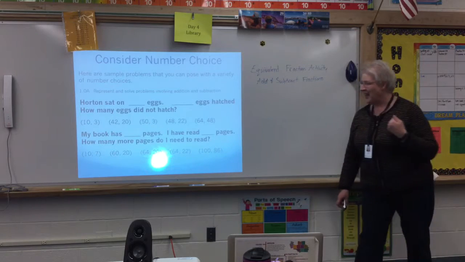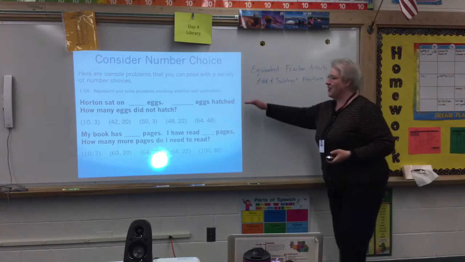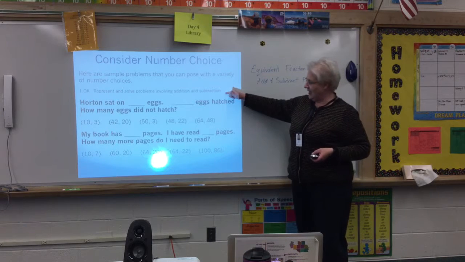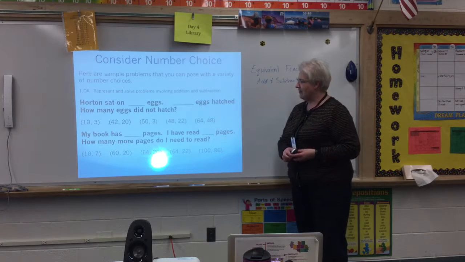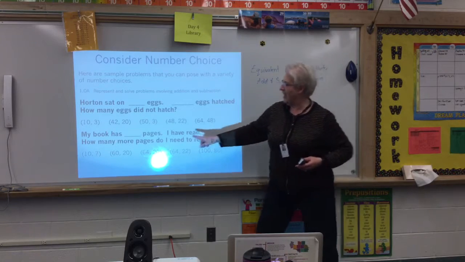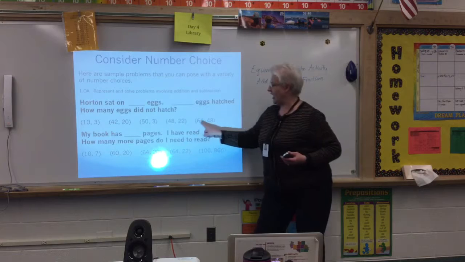Okay. All right. Let's work on the first grade one. In operations and algebraic thinking, represent and solve problems involving addition and subtraction. Now this is a blank problem that I have several number choices that I could put in.